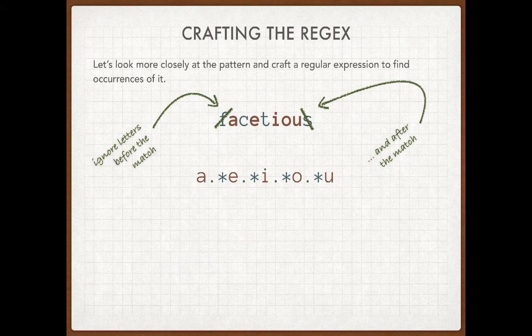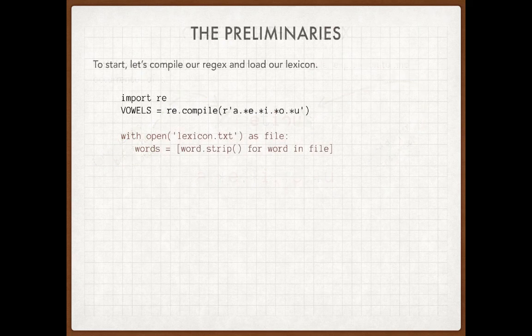So in fact, this is the regular expression as I would craft it. A followed by 0 or more of any character, followed by an E, followed by 0 or more of any character, I followed by 0 or more of any character, O followed by 0 or more of any character, ending with a U. And again, just to repeat, I don't need to take into account anything that happens before the A or anything that happens after the U.